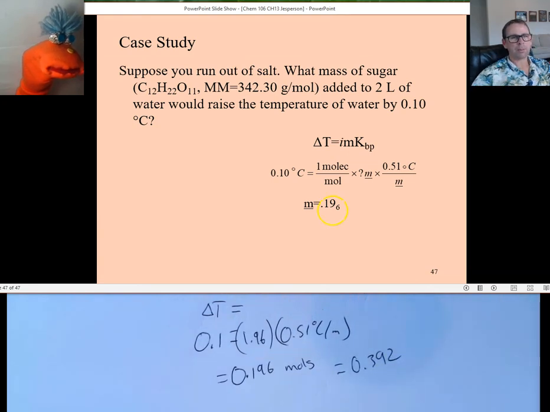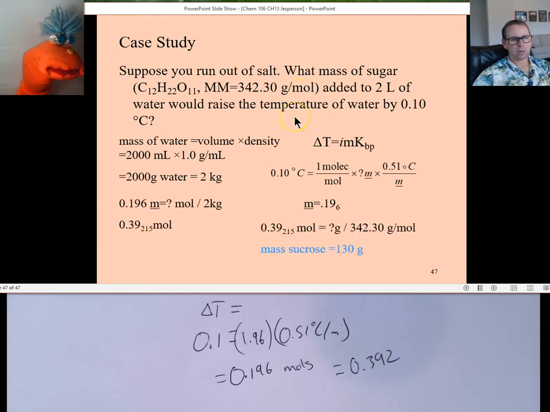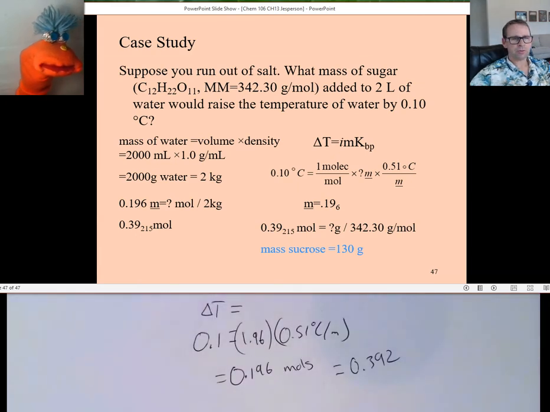That'll be the moles. Oh, but then it's asking what mass. So times 180. So I'm going to need 70.5 grams of, whoops, I made a mistake there. Let's see, 0.392 moles. Oh, sorry, this was not glucose, it was sugar. So instead of multiplying it by 180, I need to multiply it by 342. Okay, very good. 2 significant figures.